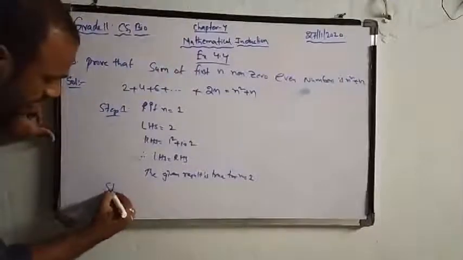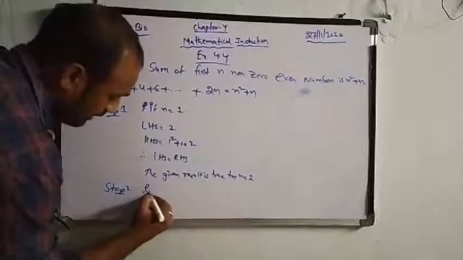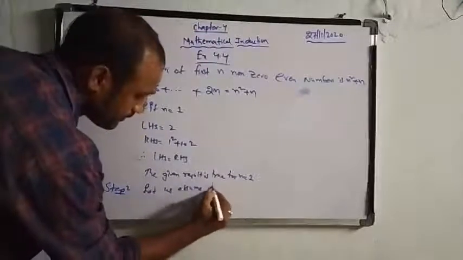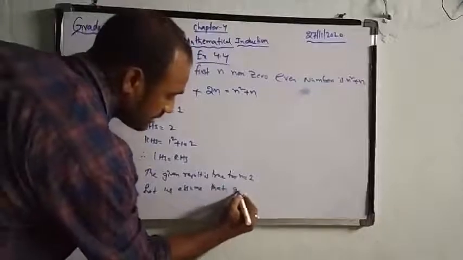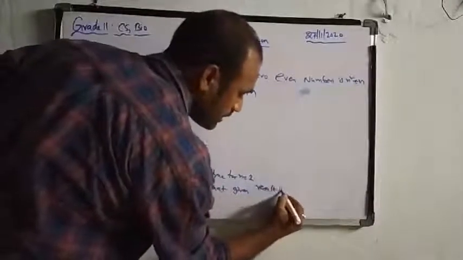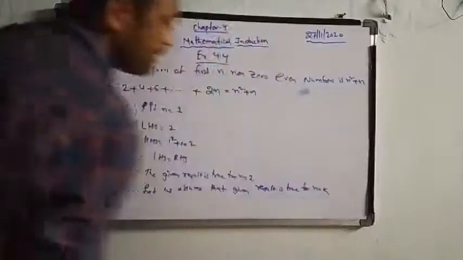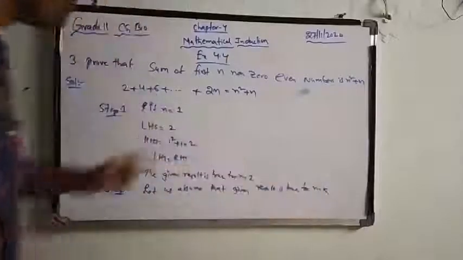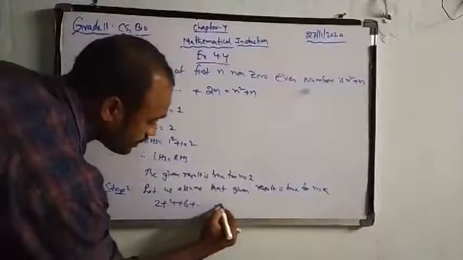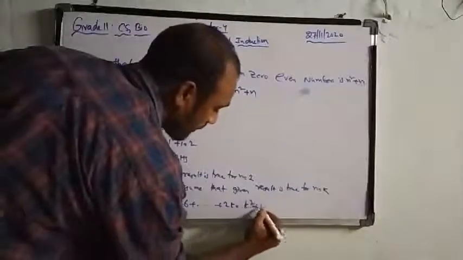So next let us talk about step 2. Let us assume that the given result is true for n equals k. That means in place of n, let us substitute k. So it will be 2 plus 4 plus 6 plus so on plus 2k is equal to k square plus k.